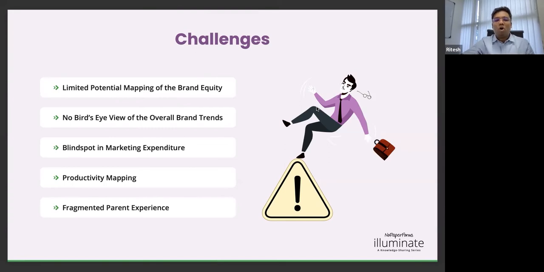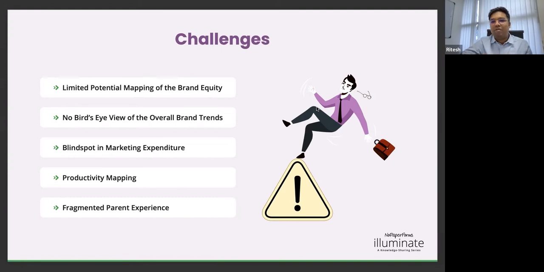Now, we'll talk about the fragmented parent experience. And in fact, we spoke about this in the last slide, that any parent, which is your prospective parent, right? He's just looking for his child, which is 1 year old, and he's going to put his child when he becomes 2.5 years old. He's going to send him to playway, or let's say the preschool, after 1.5 years.